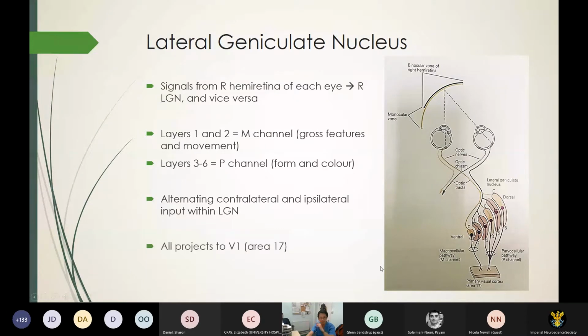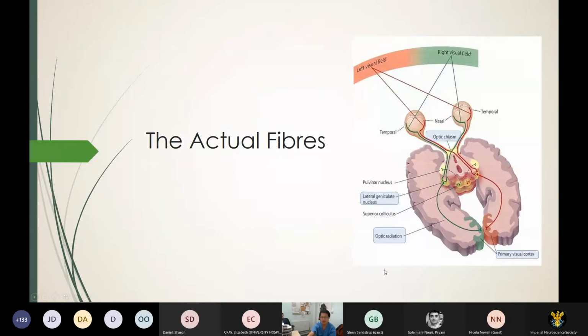Okay, and ultimately all of these project to your primary visual cortex or Brodmann area 17, which is obviously in your occipital lobe. Okay, I'm not going too quickly, I hope. Do stop me if I'm not making any sense, okay?